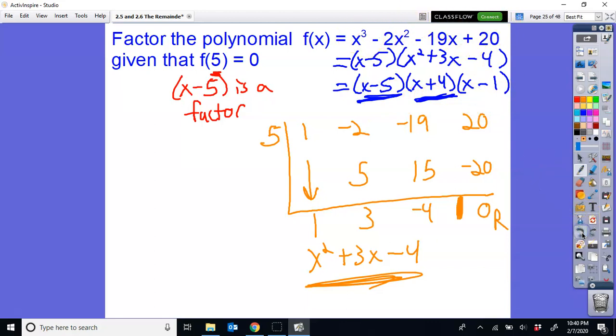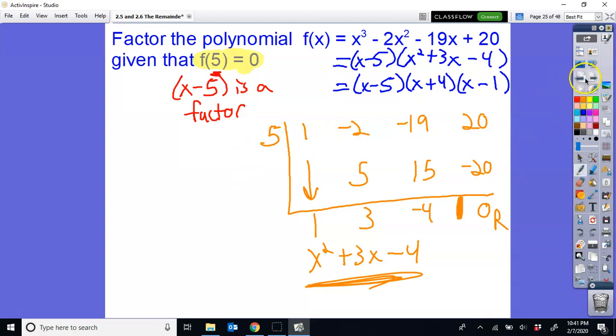What we just did was we used division to help us factor something that is not one of our pretty patterns. X minus 5 we knew was a factor because 5 made the function 0. So over the next couple of classes, we're going to talk about how in the world did Mr. Harrison get this? How did he know that 5 was going to make it 0 before the problem even started? That's what I'm going to teach you to do over the next couple of classes.